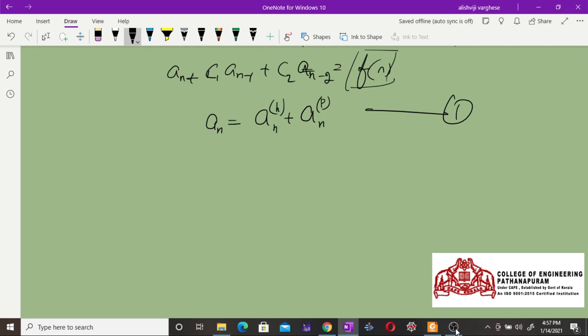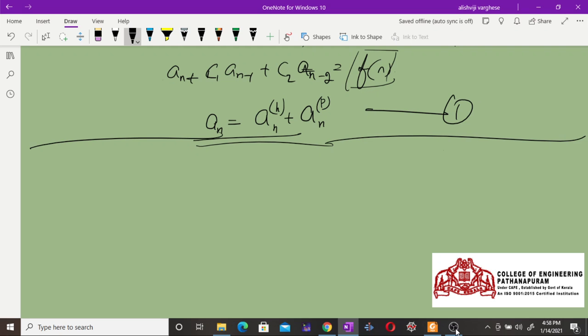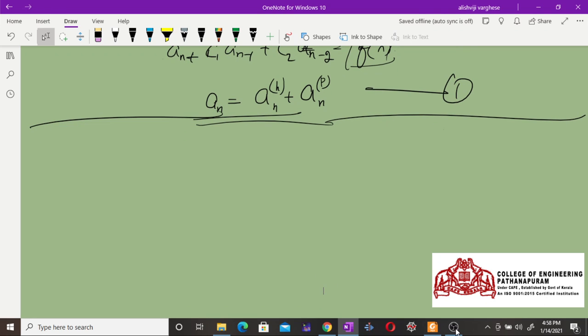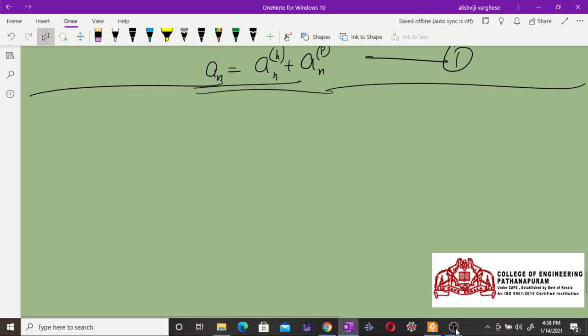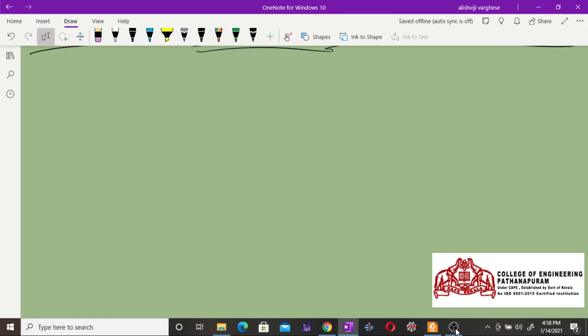Then we find a particular solution of the non-homogeneous equation, that is ANP, and the sum of these two terms will give the general solution of our non-homogeneous recurrence relation. The calculation of the homogeneous solution is what we discussed earlier, and the calculation of the particular solution depends on the nature of our f of n. The process is illustrated using a simple example.